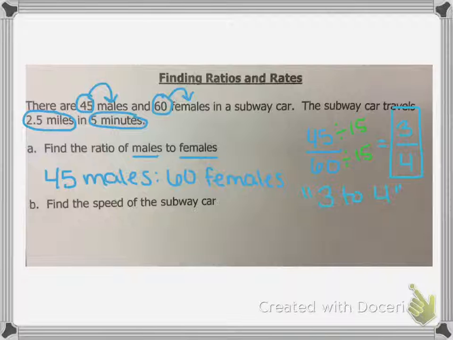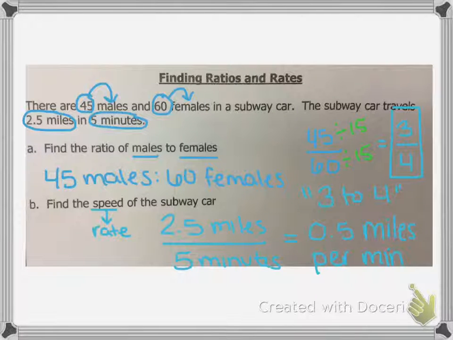Now when it says find the speed of the subway car, it's really asking us to find the rate at which the car is moving. So the car is moving 2.5 miles in 5 minutes. If you have a calculator handy, you can divide those two and get that it's traveling 0.5 miles, or half a mile per minute. So every minute it goes another half mile.